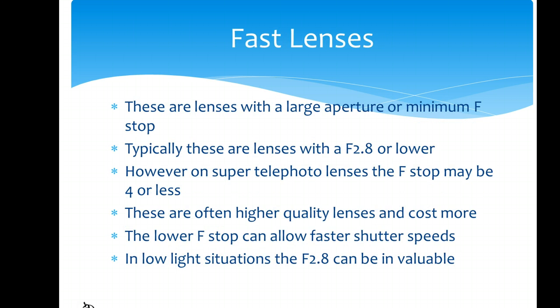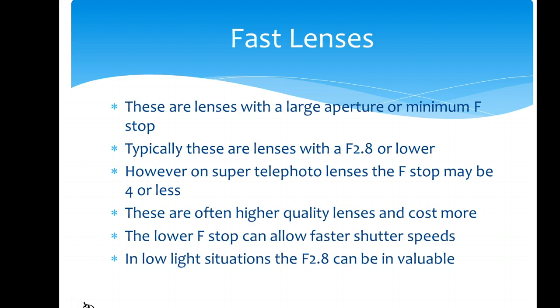I've mentioned this term already, fast lens. What does it mean? Well, a fast lens is a lens with a very large aperture. If you're not aware of aperture, again, we did a lesson on that. I encourage you to go back and look at it. But a large aperture means it gets a lot of light in it and therefore has a very small f-stop number. Typically, f2.8 or lower f-stops would be considered a fast lens. However, if you're looking at a super telephoto lens or a super zoom lens, then an f-stop of 4 or less may be considered a fast lens.